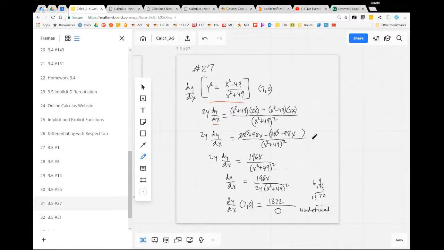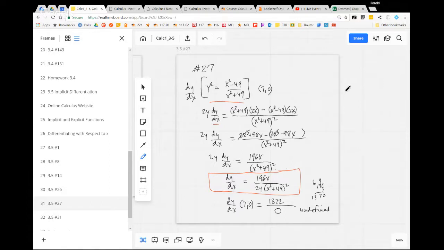Multiplying things out and simplifying brings me down to this point. And then if you want to solve for dy dx, you divide both sides by 2y, and there is your general derivative. Now, the answer to the question is, what's dy dx at the point (7, 0)? Plug in 7 for x, gives you 1372 on the top. And when you plug in a 0 for y, that makes the whole denominator 0. So that's undefined. So let me show you what that looks like in decimals.